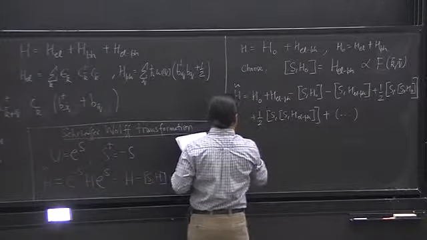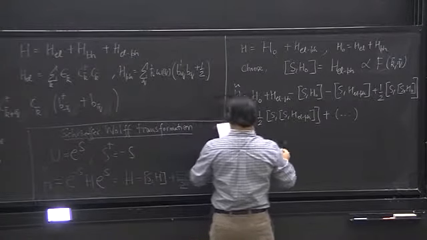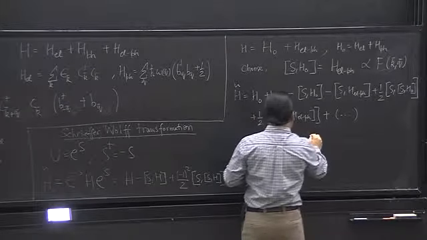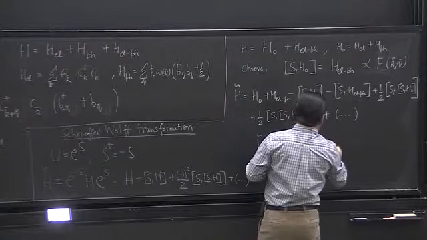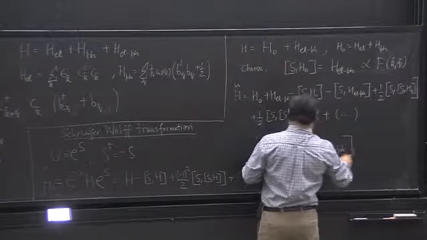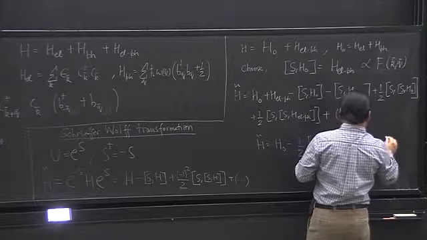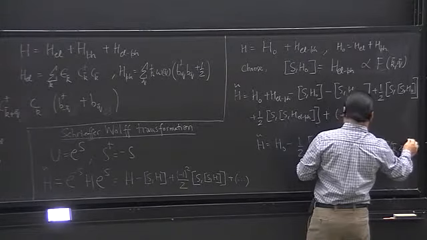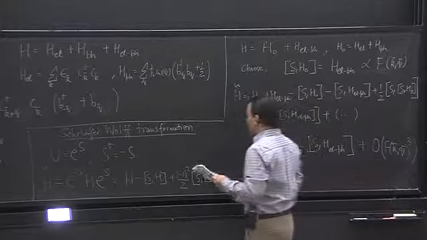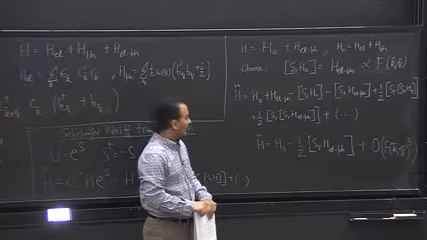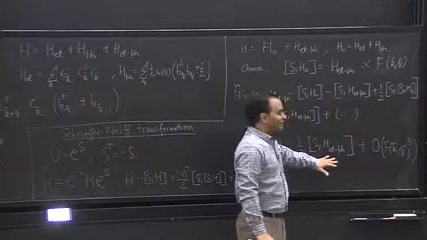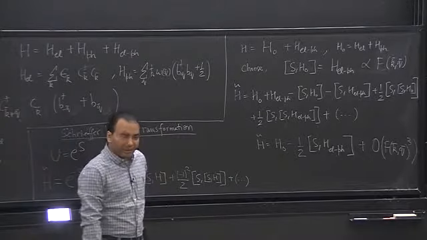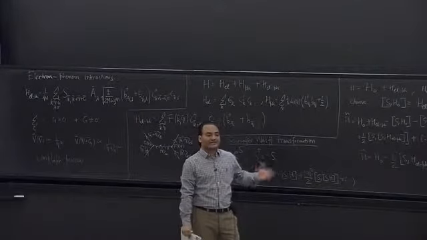So H tilde is now H naught minus half the commutator of S with H electron-phonon. I will ignore all terms that are F cube or higher, and this will give me the result that I want. This will give me the contribution, a term that is second order in F.